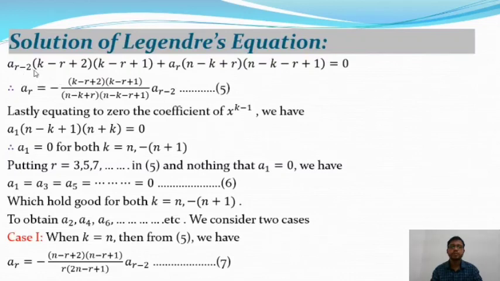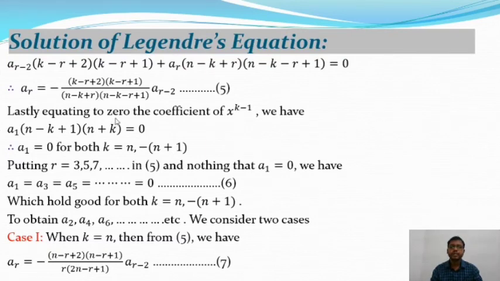that is, a_(r−2)(k − r + 2)(k − r + 1), and from the second term we get the coefficient of x^(k−r), which is a_r (n − k + r)(n + k − r + 1), equal to 0. So from this equation we get the value of a_r: a_r is equal to −(k − r + 2)(k − r + 1) divided by (n − k + r)(n + k − r + 1) times a_(r−2). And this is the recurrence relation of the given Legendre equation.